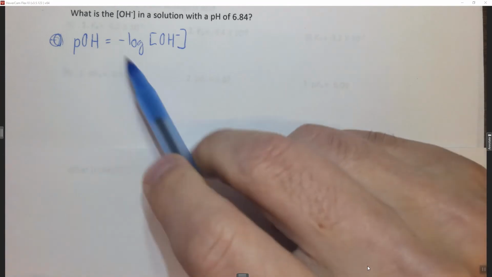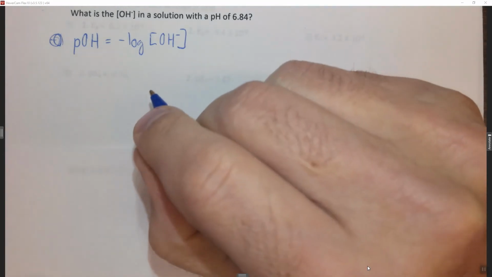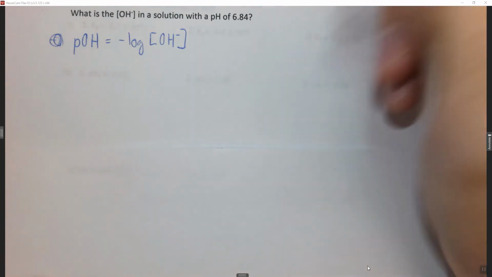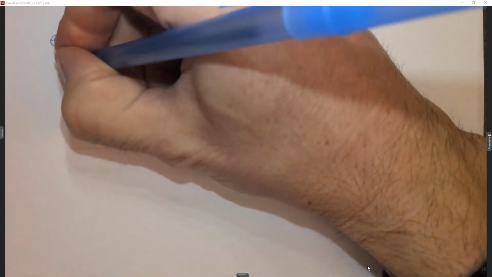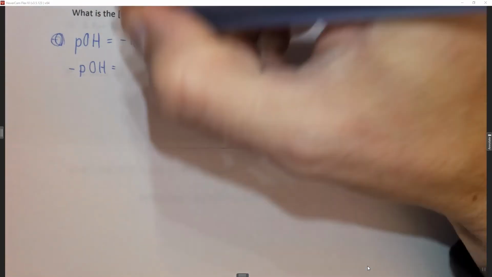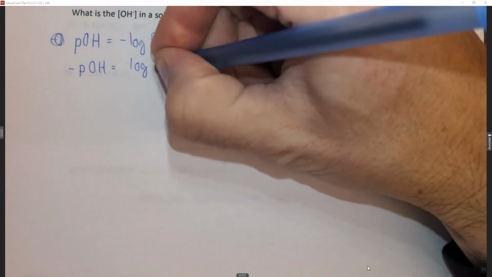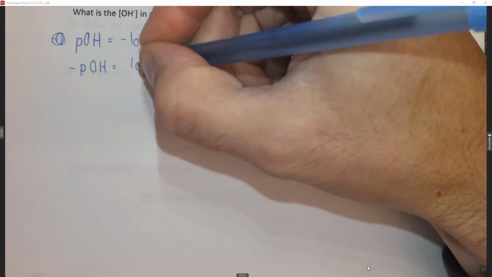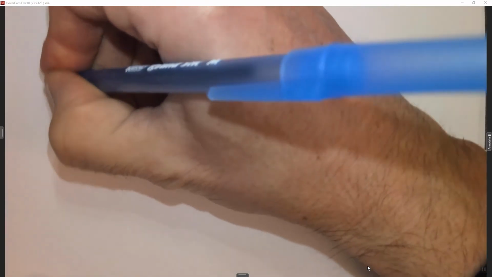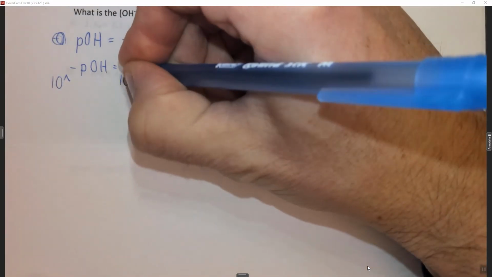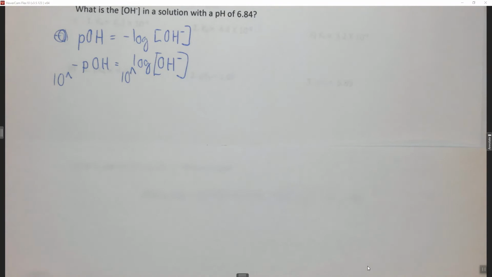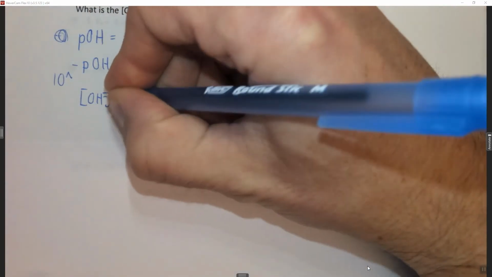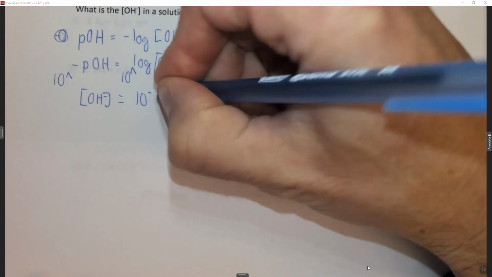Now, if you want to reverse this equation, what you want to do is first multiply through by -1 or divide through by -1. So the negative pOH equals the log of the OH minus concentration. Then, to get rid of the log, you take the inverse log, which is 10 to the power, which on most calculators is the shift log. So what you find is ultimately the concentration of OH minus equals 10 to the negative pOH.